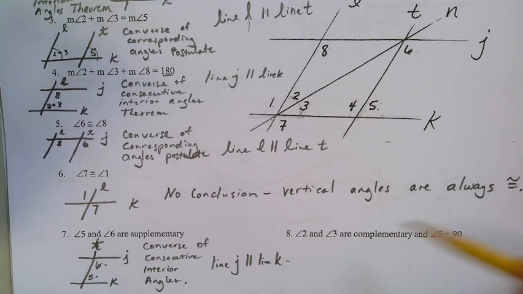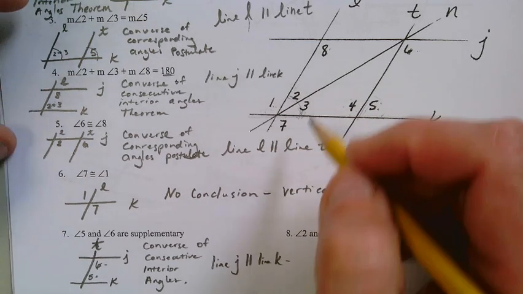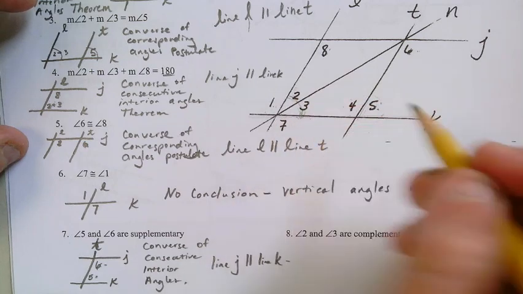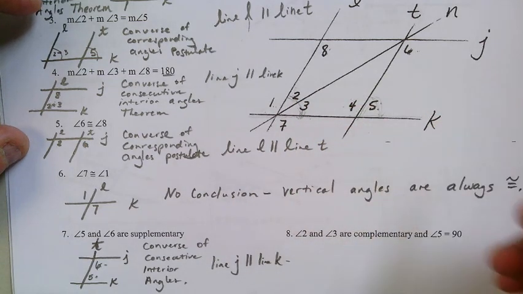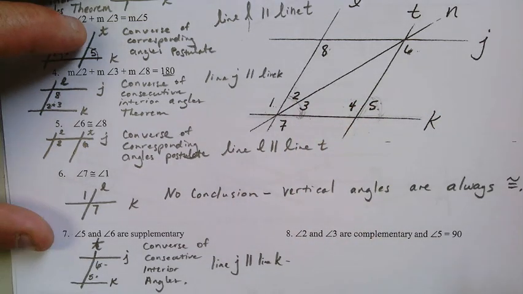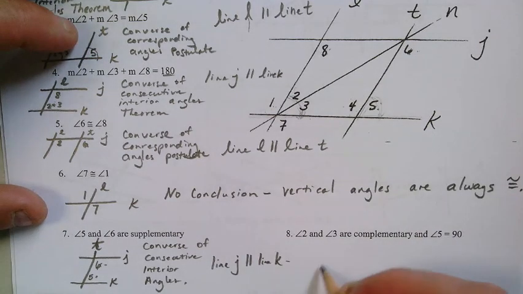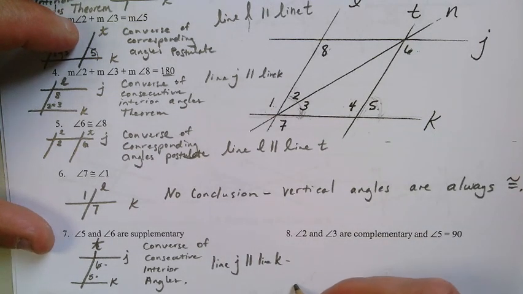The last one, angles 2 and 3 are complementary. 2 and 3 are complementary, and angle 5 is 90. So remember, complementary means that this is 90, and that this is also 90. So I'm going to go ahead and redraw these. We did this picture earlier. The line that's shared between the two of them is K.